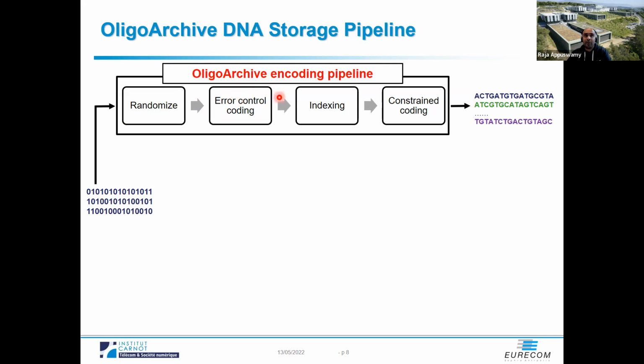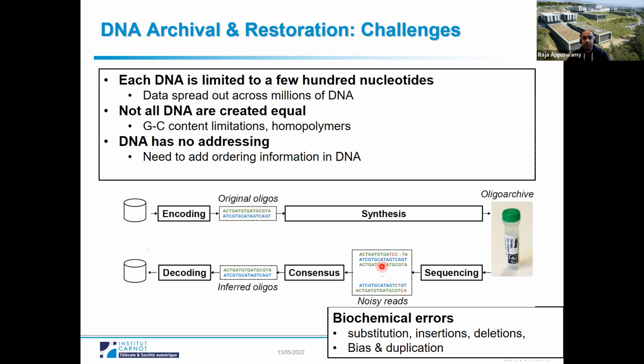The reason we use error control is that, as I told you, there can be a lot of errors in the synthesis and sequencing, right? When we store the data, we send in some strings. When we get it back, we do the consensus and try to infer the strings. But there is absolutely no guarantee that we will be able to infer everything exactly. We might have some errors during the inferring procedure. So in order to recover from those errors, we add additional redundancy. For those of you who are familiar with parity, Reed-Solomon codes, things like this, that is exactly what we do.